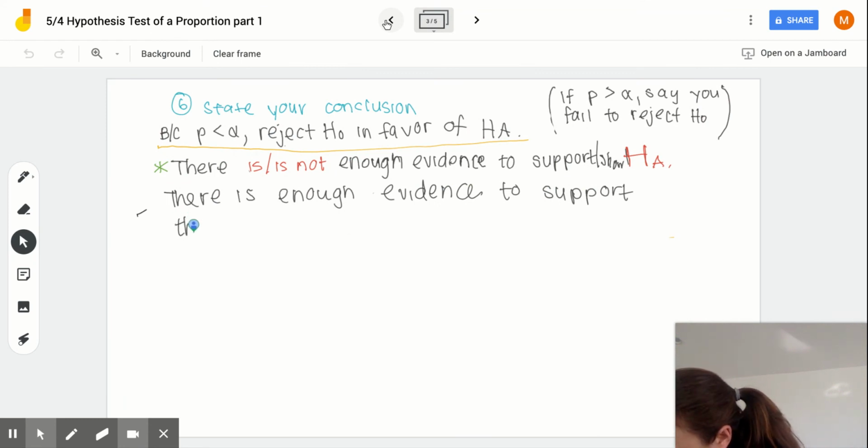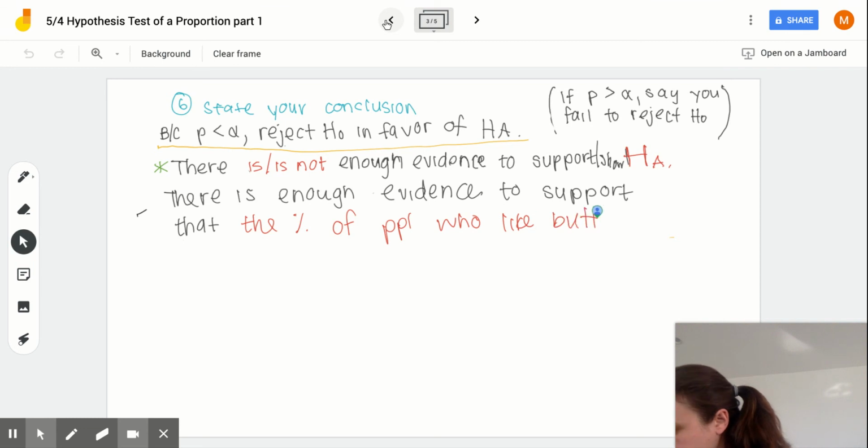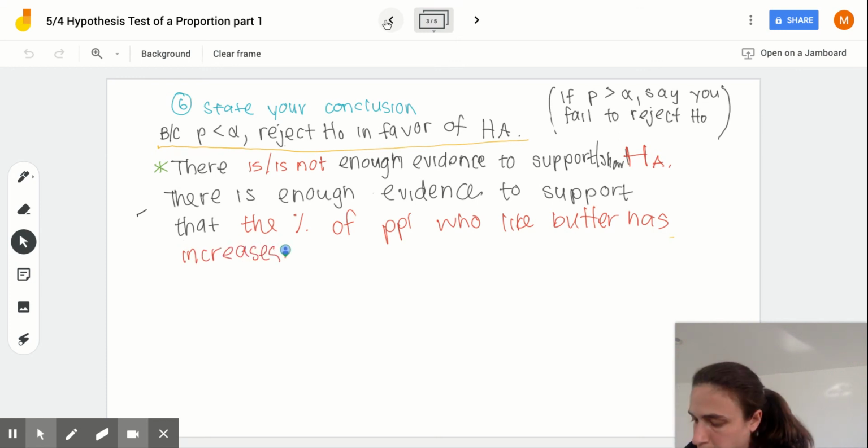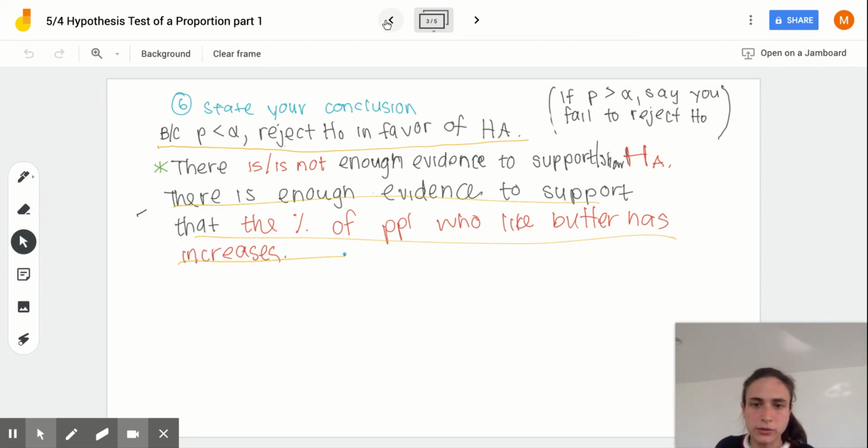This red part is going to be HA: the percentage of people who like butter has increased. So you need 2 sentences, and that's the second sentence. I'm underlining the 2 actual sentences you would really write in yellow. The one with the green star is basically just your template sentence for how you set it up.